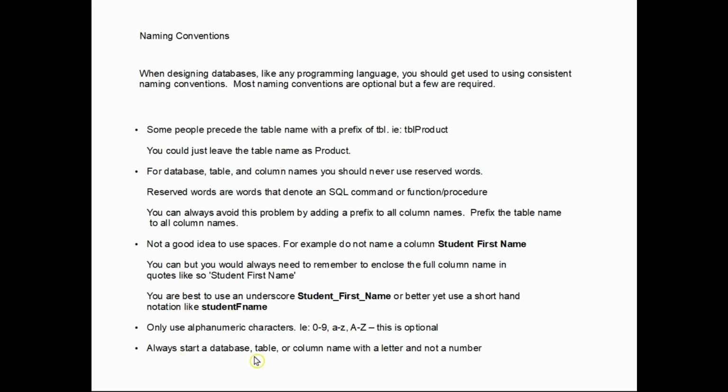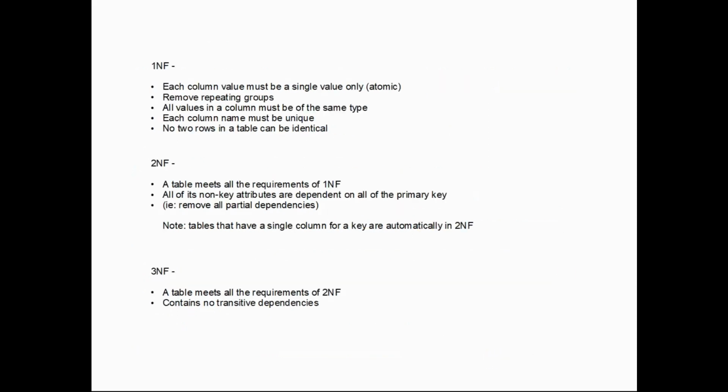Always start a database, table, or column name, so any of these objects, with a letter and not a number. You're not allowed to start an object name like a table or column with a number. It has to be a letter. You can have a number in the name, but it can't be the first character, okay? So try to remember these naming conventions. Now we're going to get into normalization, what we came here for.